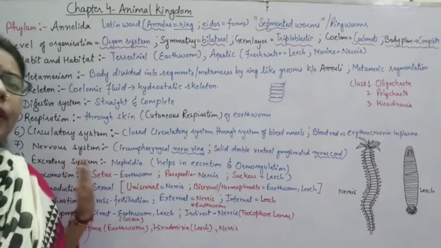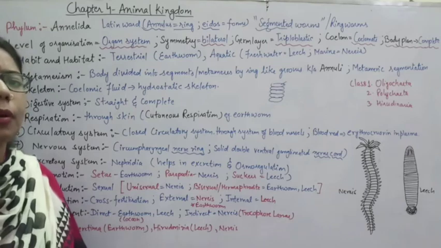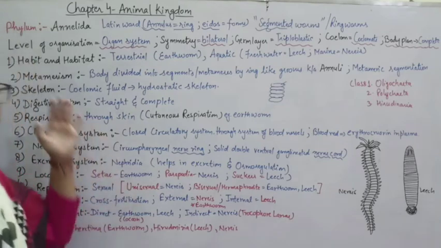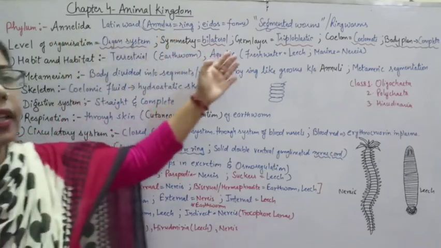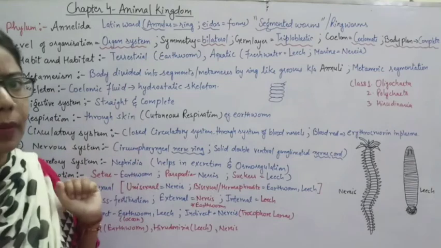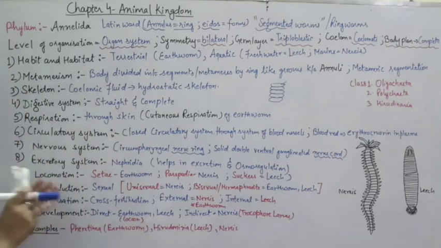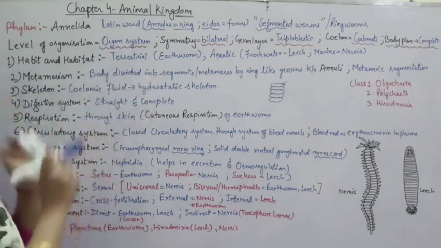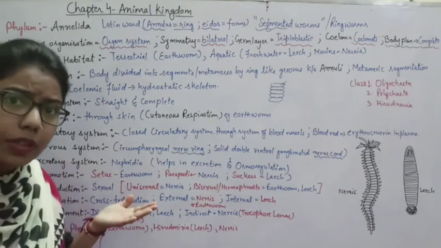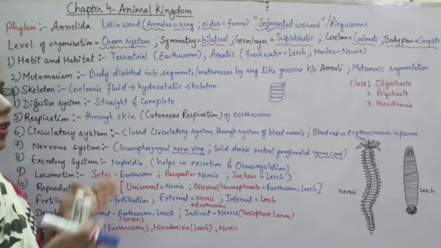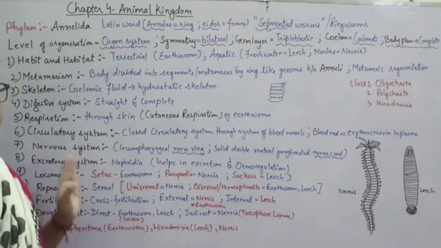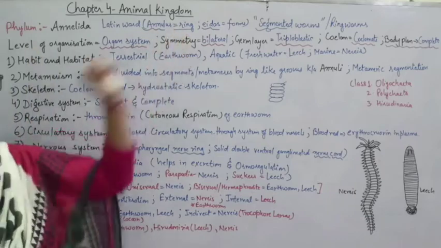Now we come to the general features. Already in the previous phyla we have discussed the general features. What are they? Level of organization, symmetry, germ layer, coelom, body plan. ये सारी चीजें हमने सभी फाइलम में पढ़ी हैं. So what is the difference between these general features? How are they different from the previous one? Whether they have adopted some changes, yes or no. We will come to know from these general features.